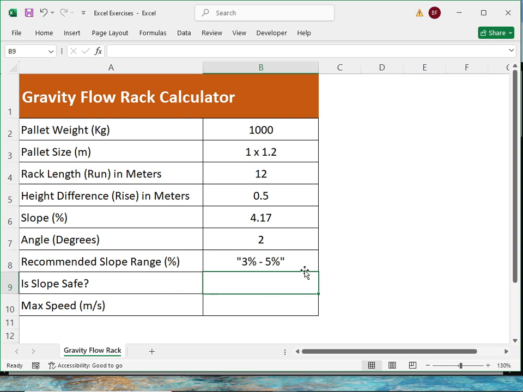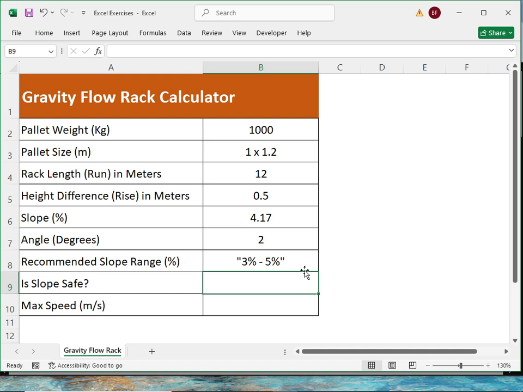And then I'm going to find out whether the slope is safe. If it is safe, then we say yes. If it is too high or too steep, it's not safe. And if, for example, the height difference is too low, it would be too flat, and the pallet will not move from one end to another. If it is too steep, the pallet will move faster and it will not be safe for the pallet or for the cargo. So it should be within 3 to 5%.